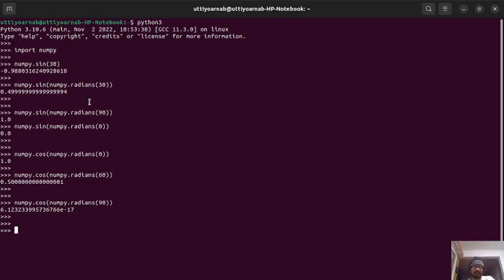Let us calculate tan. For the tangent function we write tan 90, which is infinite, right? So this gives a very big number, 1.6333 something, e raised to 16, so it is a very big number. And tan 45 degrees must give 1. Yeah, 0.99999, very close to 1.